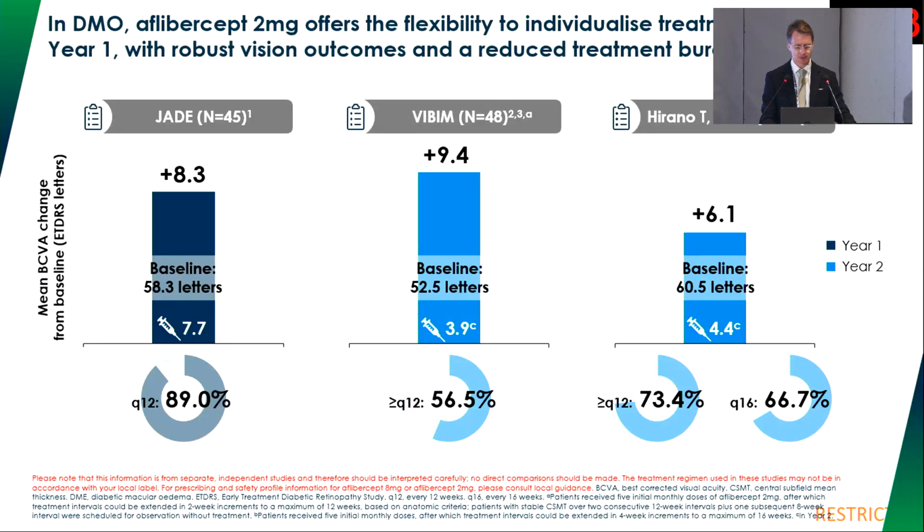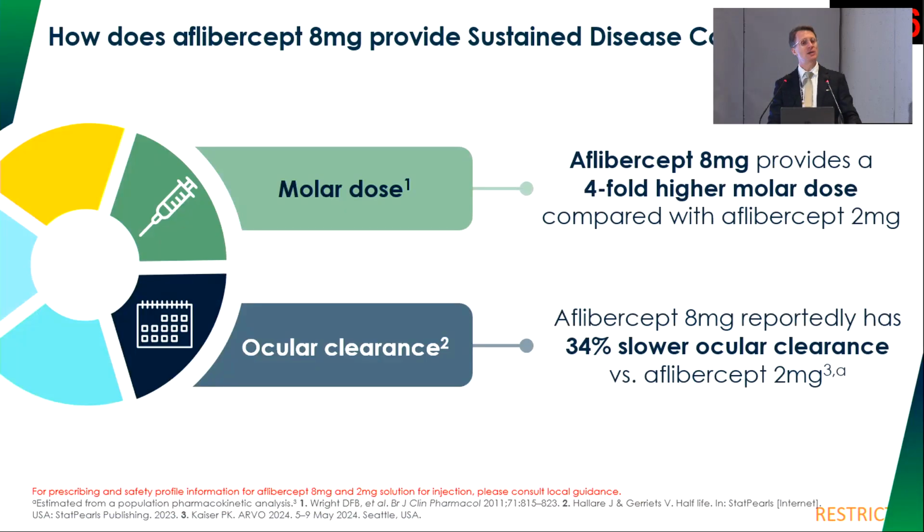So in diabetic macular edema, there is a similar picture here. So good visual acuity gains with aflibercept 2 milligrams. And in these studies, which are particularly from East Asia, we see good visual acuity gains, but again, with a significant amount of retreatment required through year 1 and year 2.